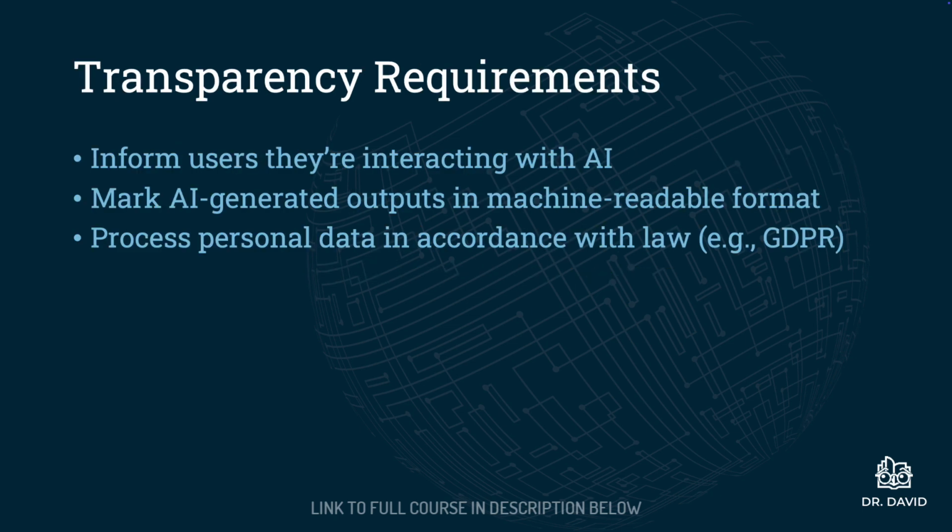Regarding requirements for limited risk systems, there are transparency requirements, and they are as follows. AI operators must inform users that they're interacting with an AI. Content-generating systems should mark AI-generated outputs in machine-readable format. The machine-readable nature of the output undoubtedly is to make sure that other systems, when processing an output, will know that it is AI-generated. And finally, to process personal data in accordance with law, such as the GDPR.